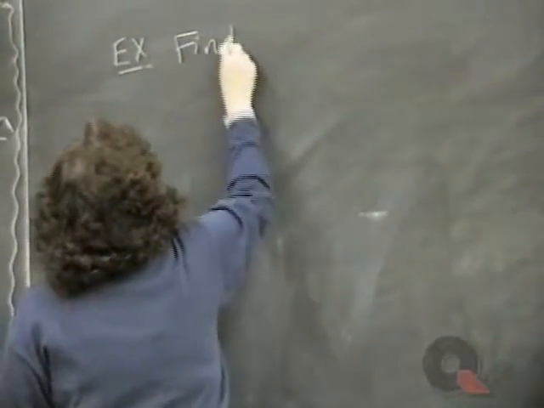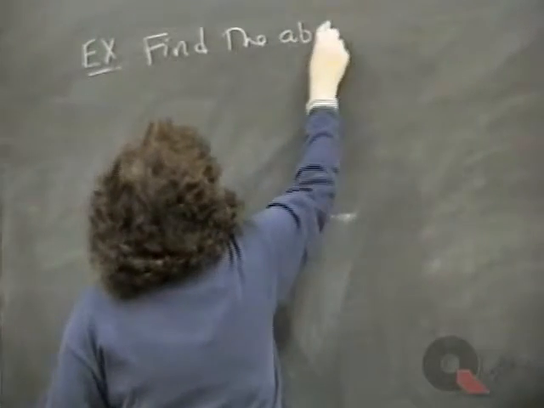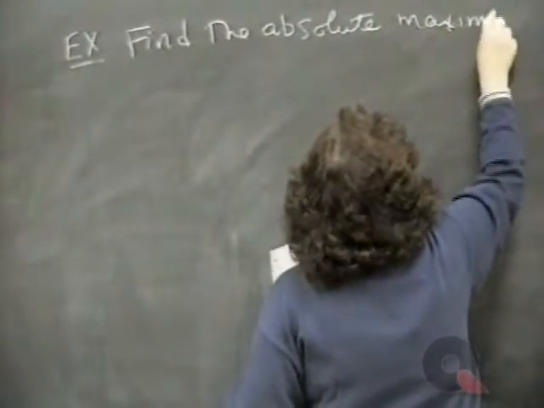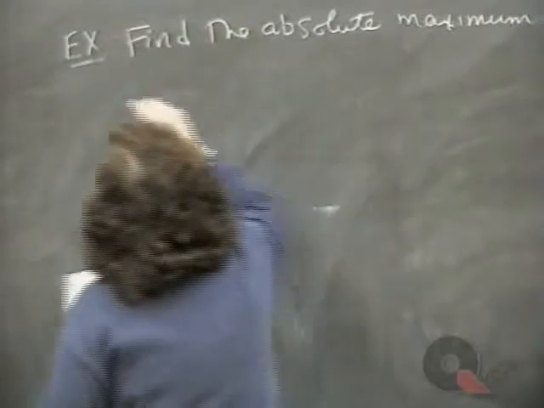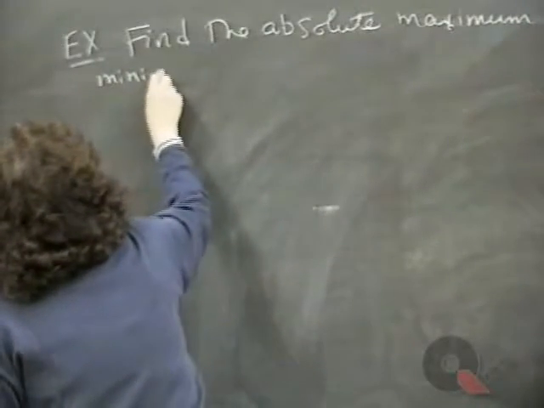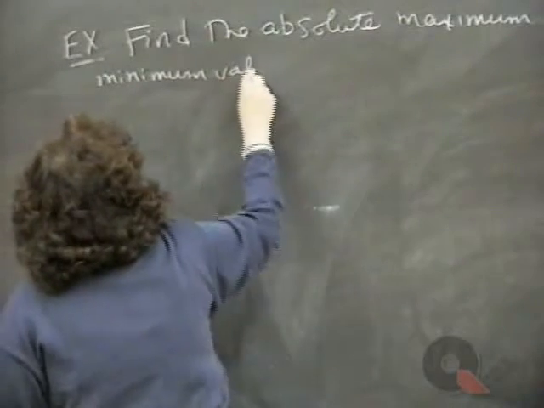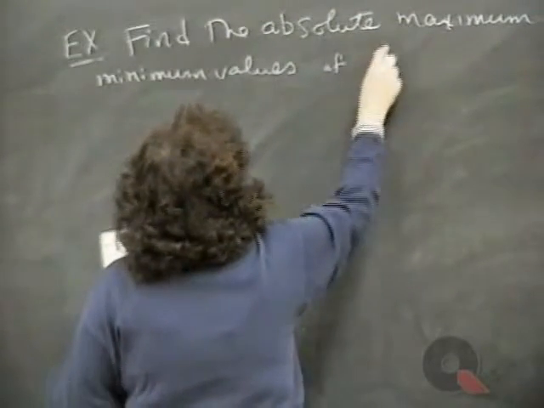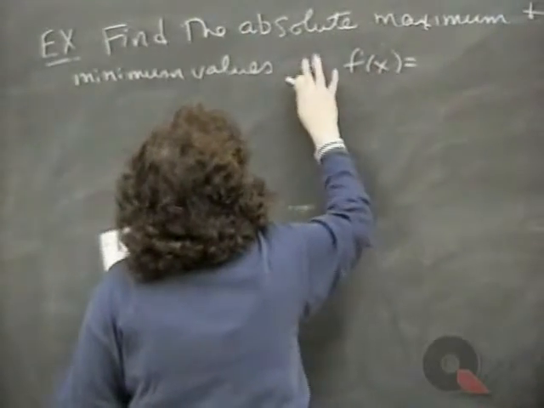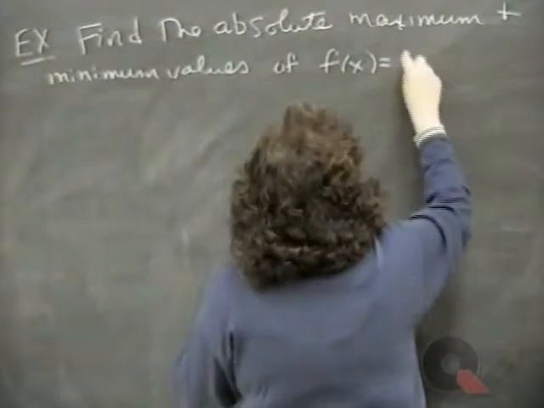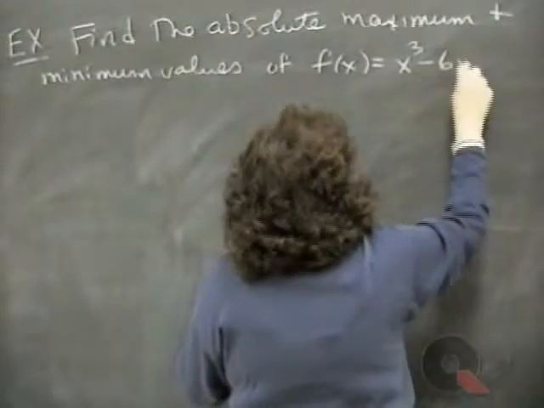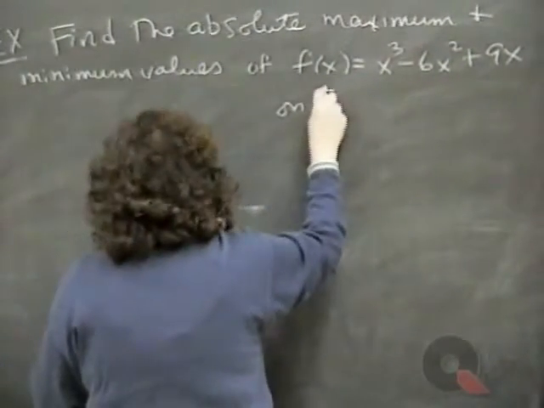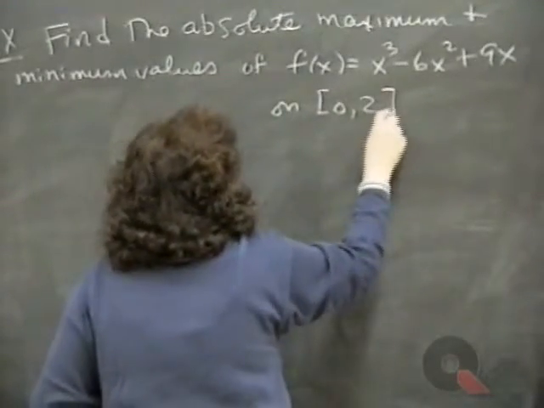Find the absolute maximum and minimum values of the function f of x equals x cubed minus 6x squared plus 9x on the closed interval from 0 to 2.